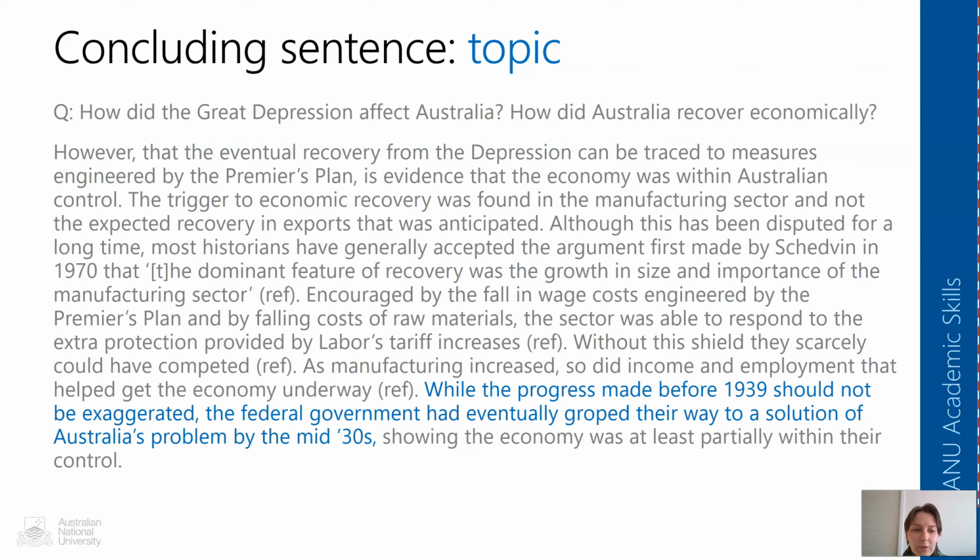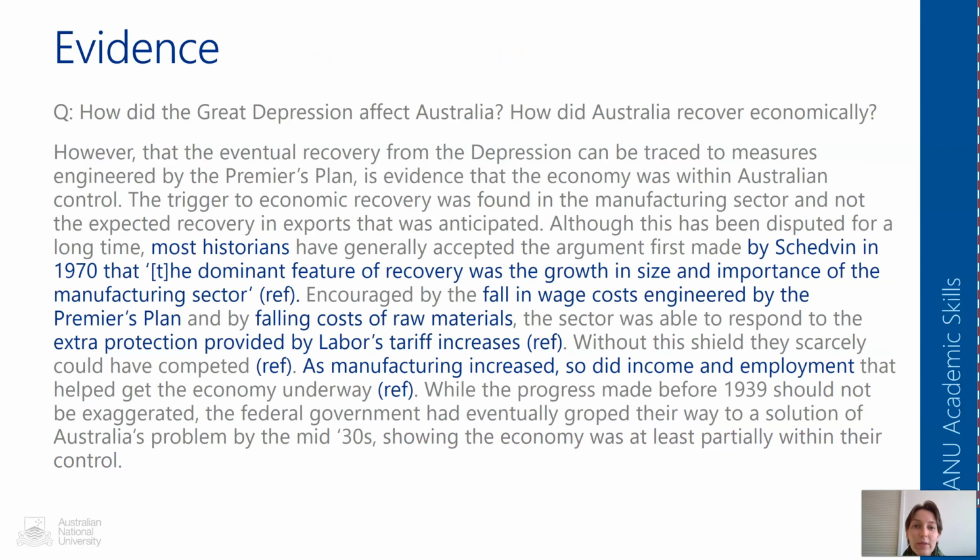But they're saying overall the federal government had groped their way back to a solution to the problem, and then they've got their link back to the argument. So the economy was at least partially within the control of Australian government. So they've got their topic sentence and concluding sentence reiterating the same main point. So they're showing how the evidence contained within the paragraph has helped to answer that question.